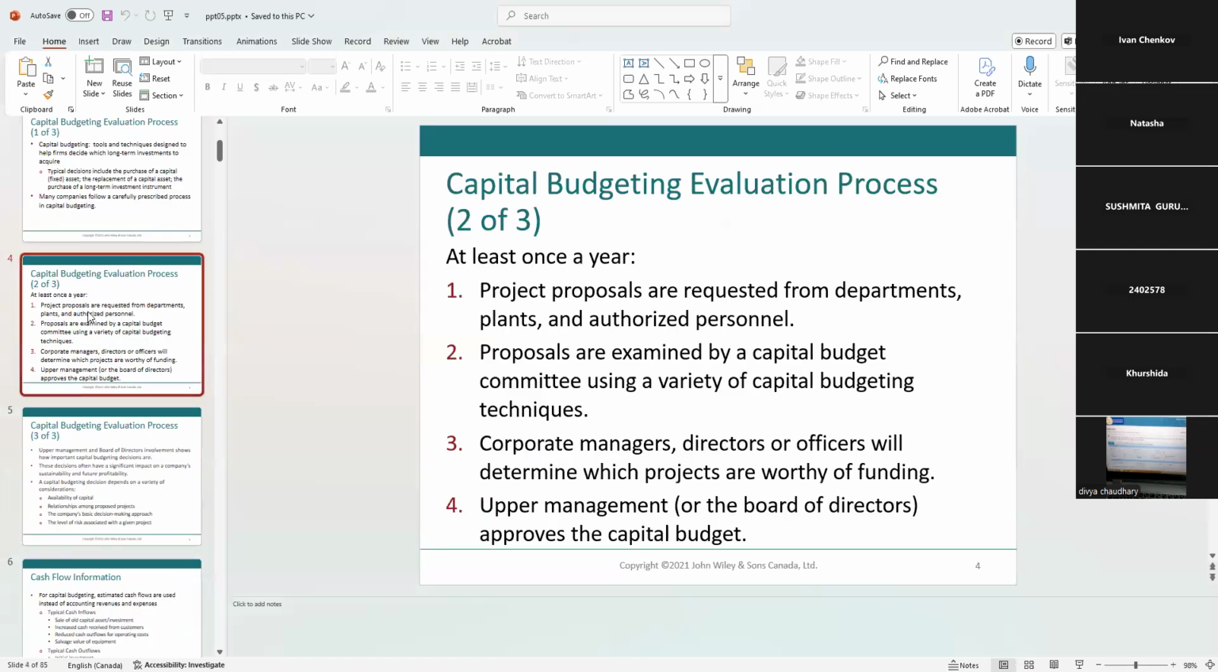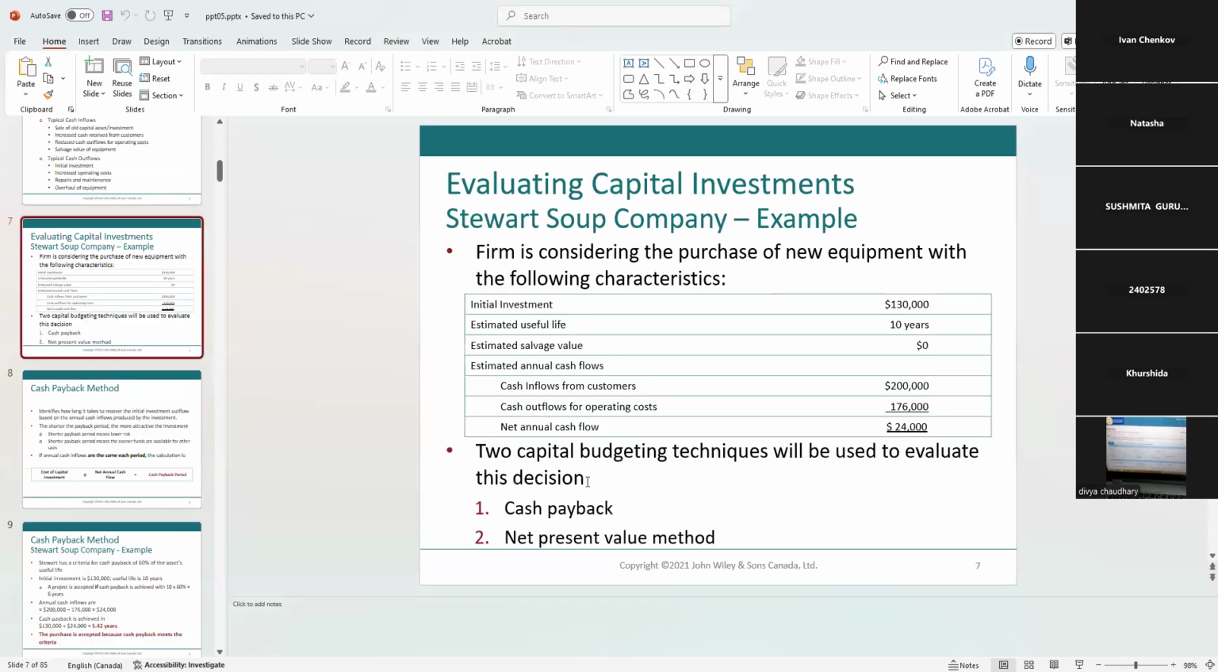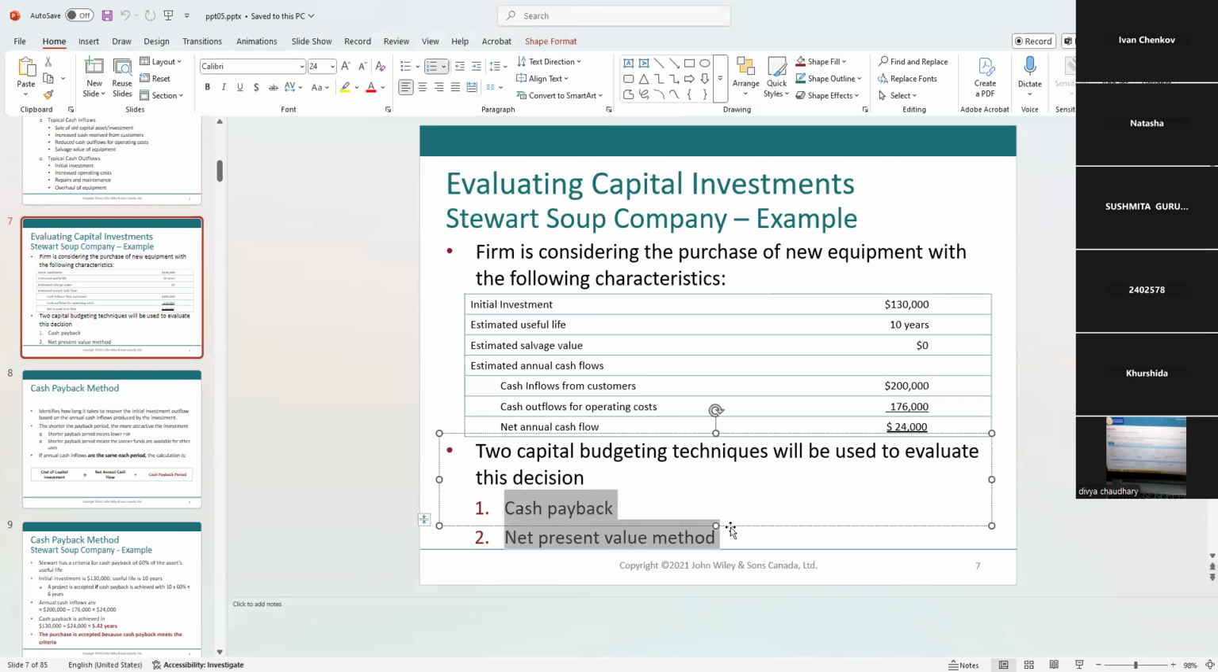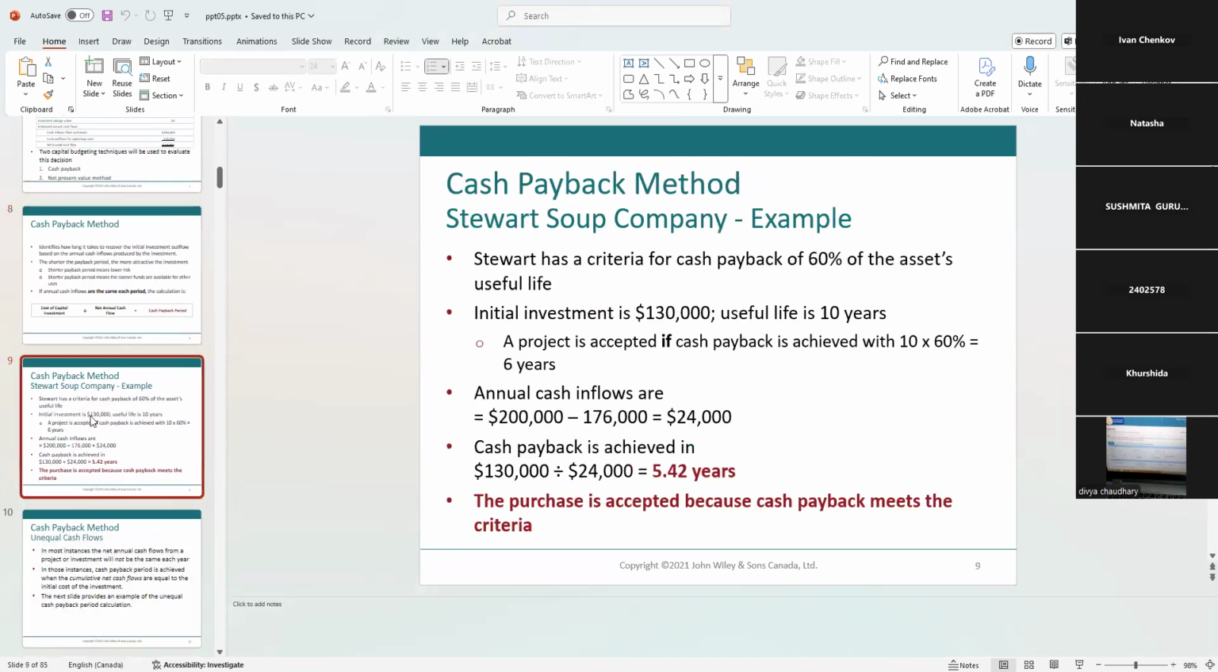Something that you're going to invest for more than 1 year, usually 5-10 years. And I'm going to test you. I want you to know both methods, cash payback and present value method. What's the benefits of one? What's the drawbacks in the other one? What's the benefits and drawbacks in one and the other?